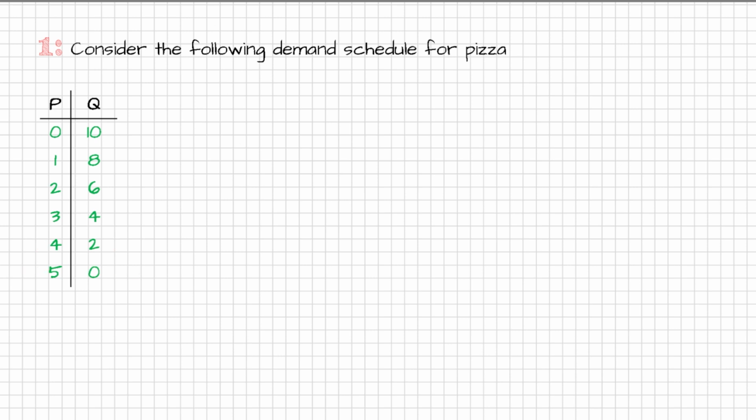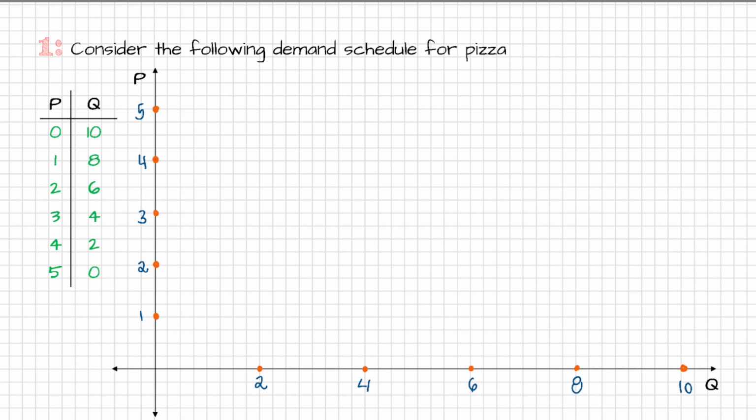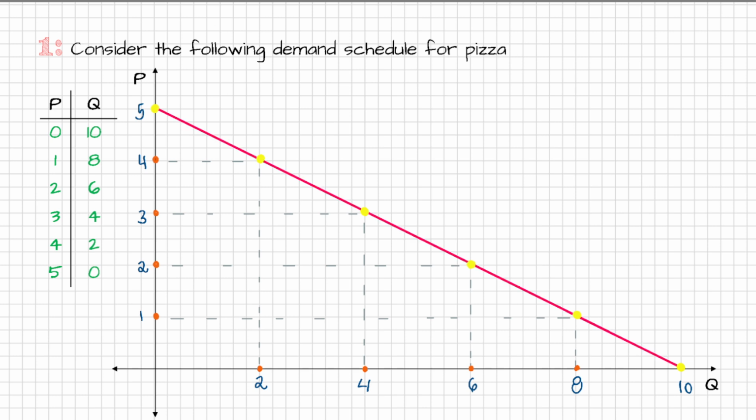Let's mark these 6 points here. Price 0, quantity demanded 10, price 1, quantity demanded 8, price 2, quantity demanded 6, price 3, quantity demanded 4, price 4, quantity demanded 2, price 5, quantity demanded 0. Now we connect all the dots and voila, we have the graph of demand for pizzas. Let's go to exercise 2 now.